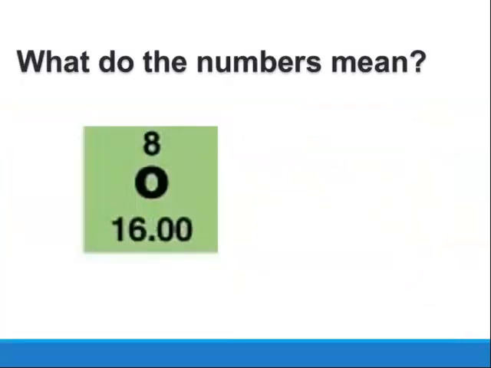So when we look at an element in the periodic table of elements, we see that the element is represented by a letter, and then we have a bunch of numbers that are found on the top and the bottom of the square where the element is found within the table. So what do these numbers mean? First, we know the letter represents the element. So in this case, O represents oxygen.